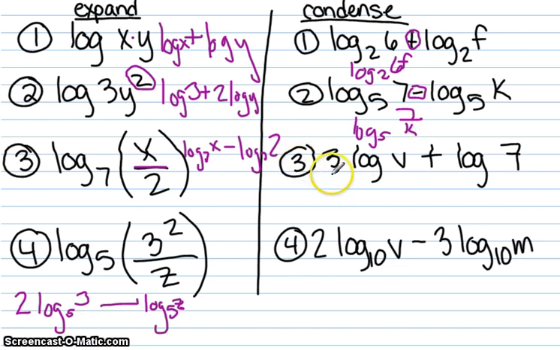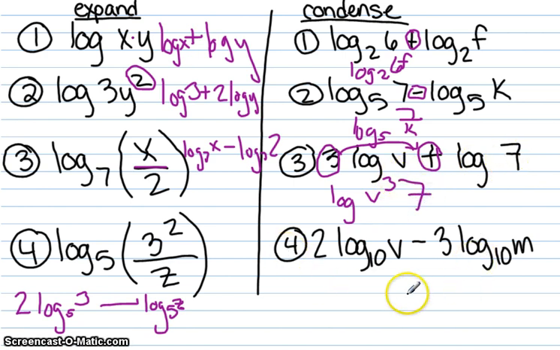For number 3, we have this 3 that we have to deal with, plus we have the plus sign. So plus sign is going to tell us we're going to multiply. This 3, when we condense, wants to go right here at the end of the log. So when we do, we have our log. Does not tell us a base, so it's an understood 10, which you could write if you want. V to the third, once the 3 moves up and becomes the exponent again, times our 7.